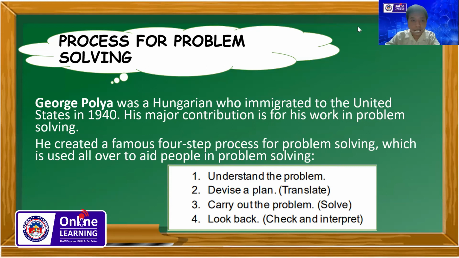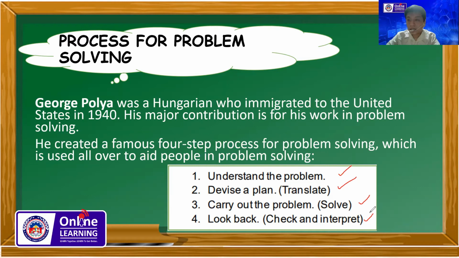These steps are based on George Polya. He created these 4 steps. The first one is understand the problem. The second one is devise a plan. If you say devise a plan, it means we will translate the verbal phrase or the sentence. Then another is carry out the plan, or simply solve. And the last one is look back, meaning we need to check and interpret the problem again.